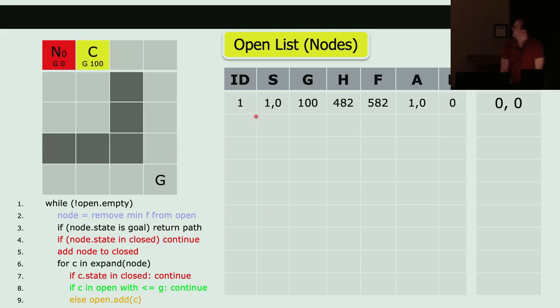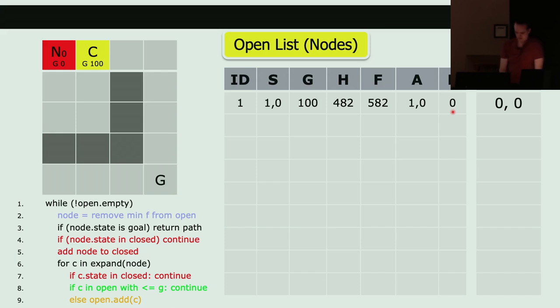And so we can see here that this is state 1, 0. We have taken action move right, which has cost 100. The H of this is 141 plus 141 plus 100 plus 100. So that's 482. So the F cost of this one is 582. The action that we took to get there is 1, 0, and the parent pointer is node 0.